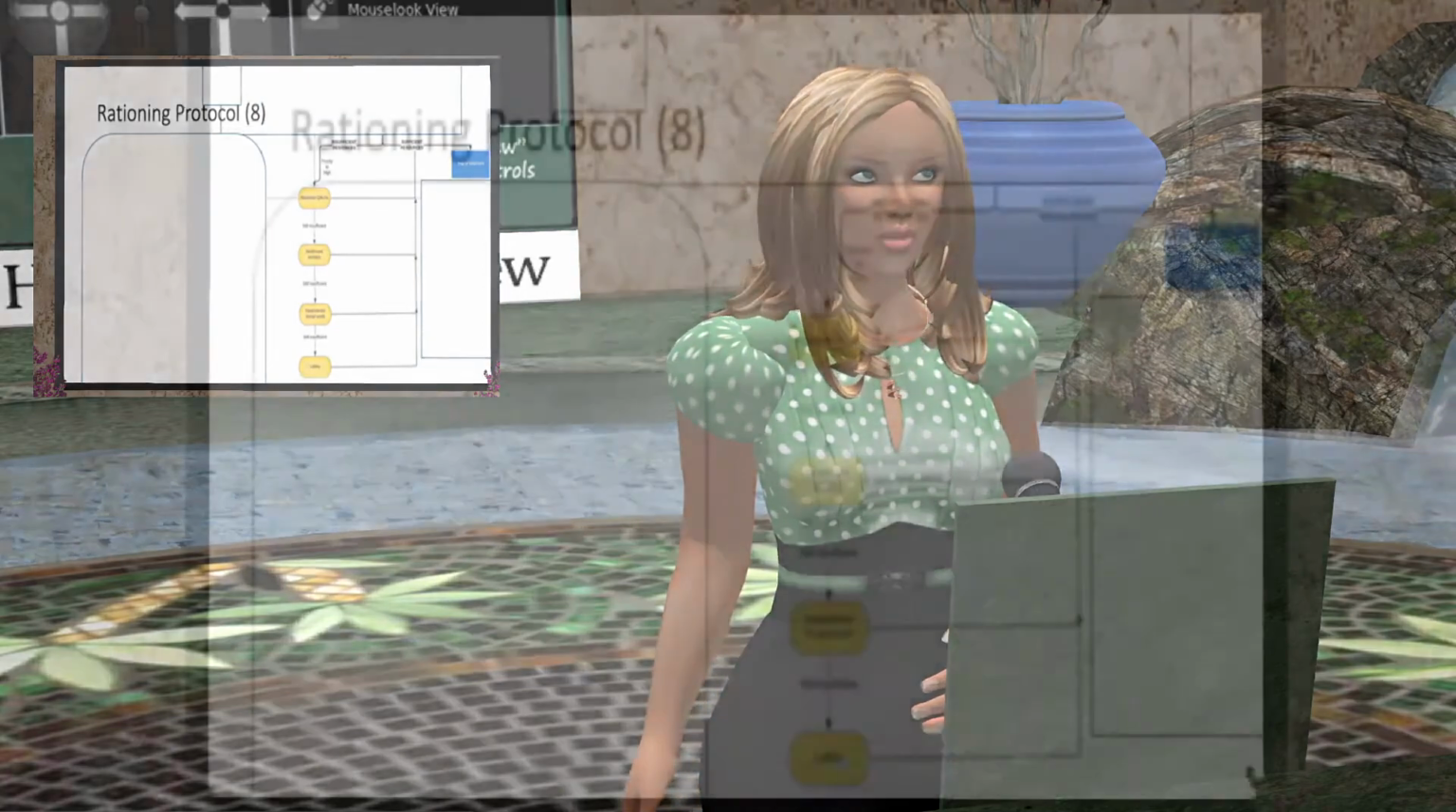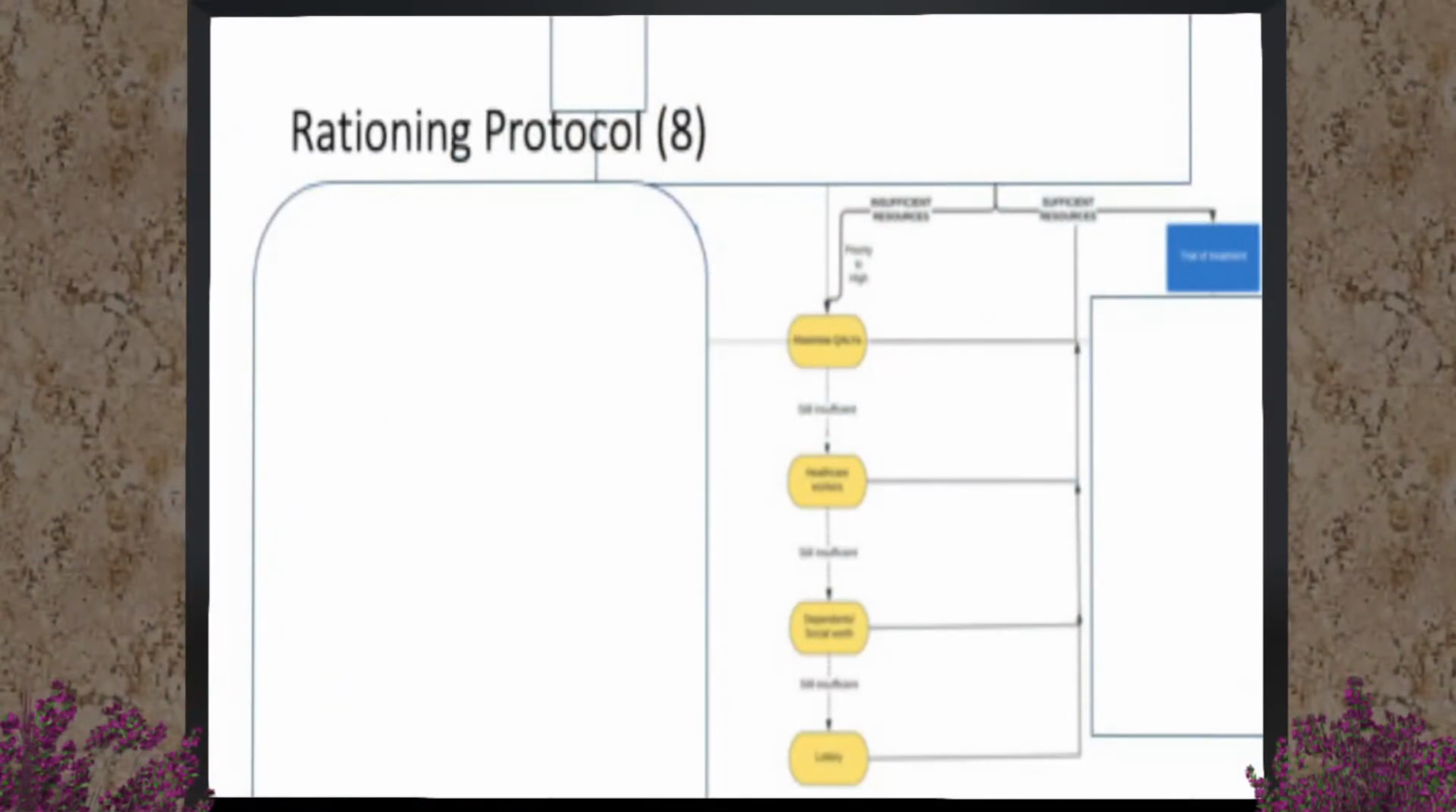And finally, after all of that, if there are any resources remaining, everybody else in that moderate group is in a lottery, so that we let chance determine if they get a treatment or if they only get supportive care.